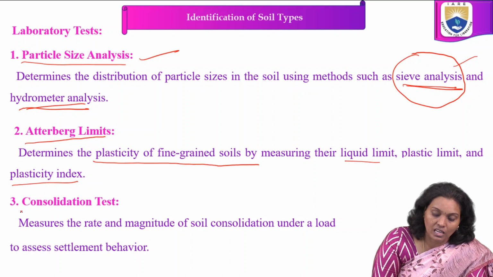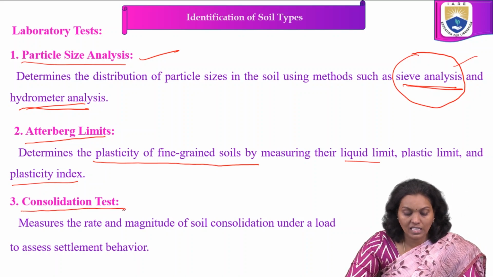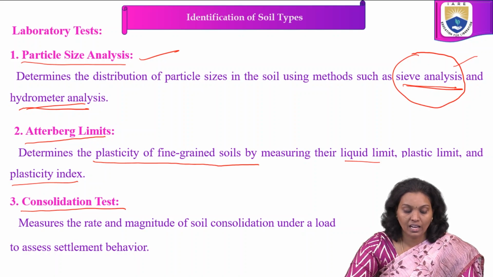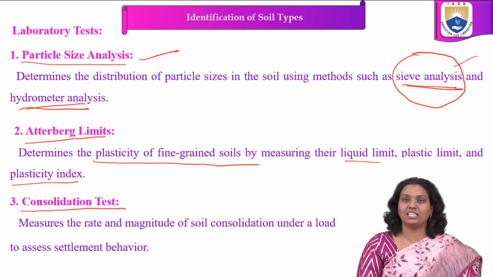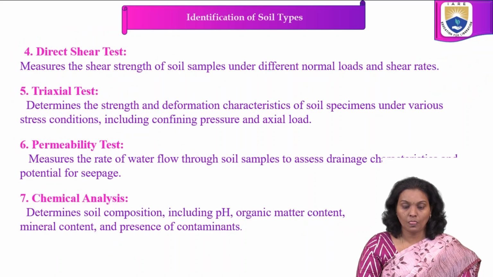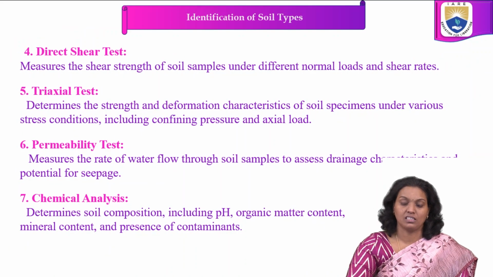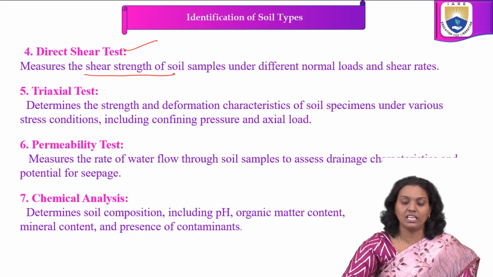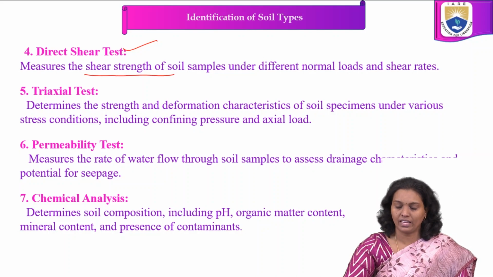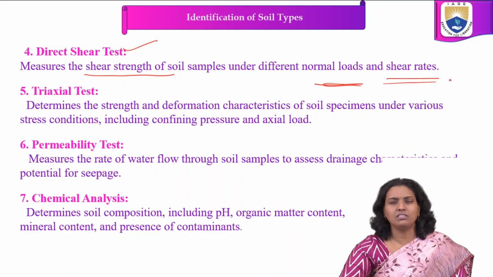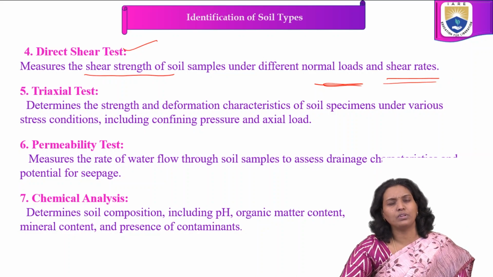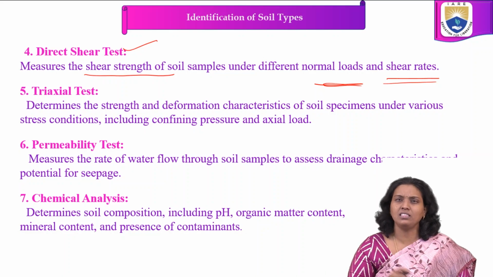The next one is the consolidation test. The consolidation test measures the rate and magnitude of soil consolidation under a load to assess settlement behavior. And the next one is the direct shear test. Here we are going to measure the strength of the soil sample under various loads, those are normal loads and shear rates also. In this, we collect those samples and measure the shear strength under various different loads.